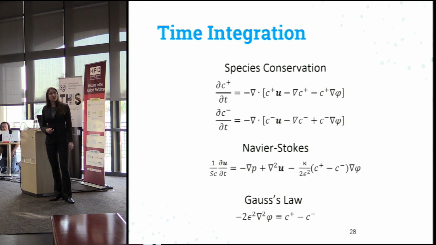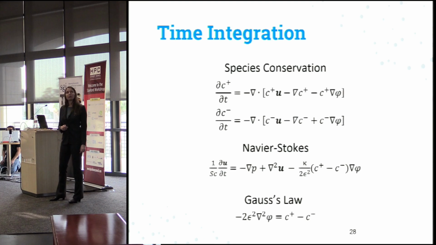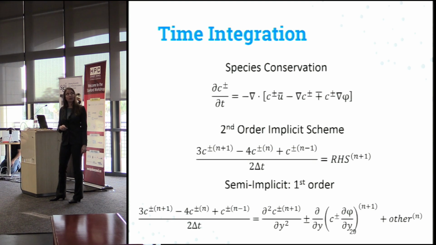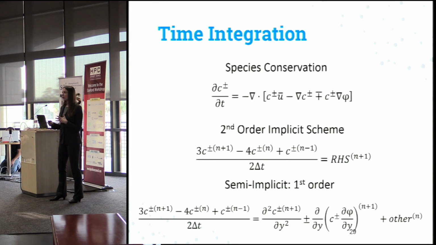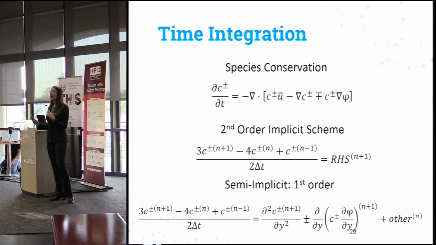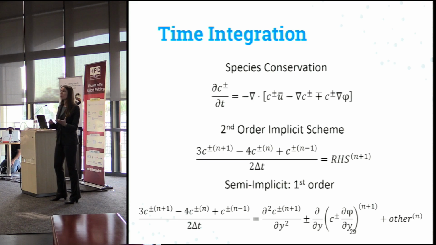For the time integration, we have the species conservation equations, Navier-Stokes, and Gauss's law. For now, we're just going to focus on the top species conservation equations. The math that I'm about to go through, if you're familiar with linear algebra or partial differential equations, is basically going to show you how we can use physics to inform how we choose our left-hand side operators and make them more computationally efficient.